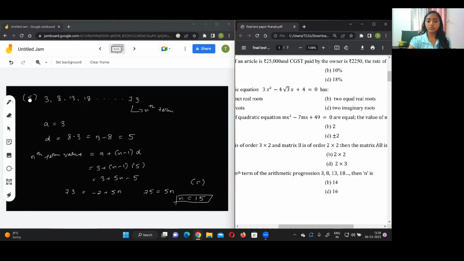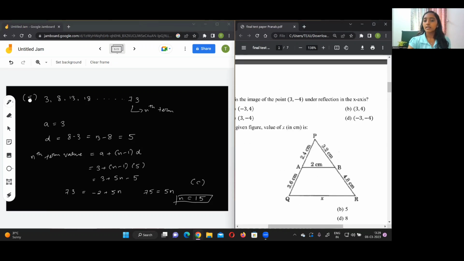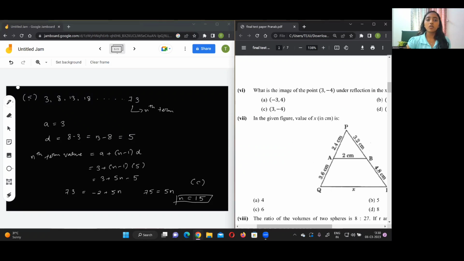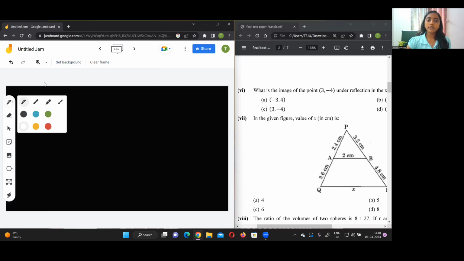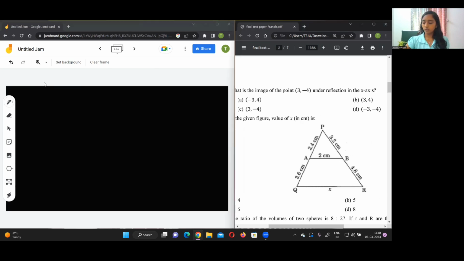Let's go on to the next question, which says: what is the image of the point (3, minus 4) under reflection in the x-axis, right? This is a reflection based question. So they're asking you, what is the image of the point 3 comma minus 4. Shall we draw this and see? So this is the sixth question.